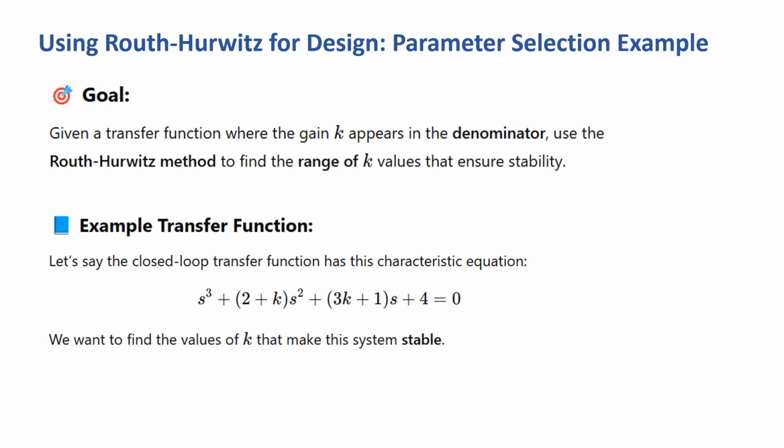So here, given a transfer function where the gain k appears in the denominator, we want to use the Routh-Hurwitz method to find the range of k, the values that ensure stability. So let's take a look at a particular example.